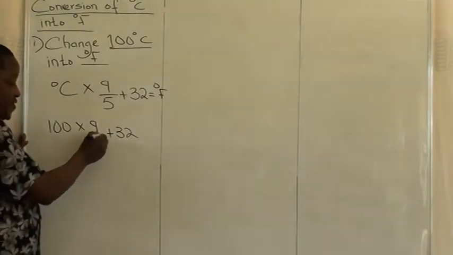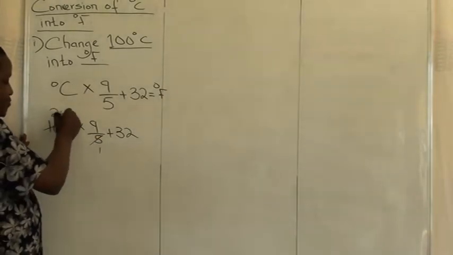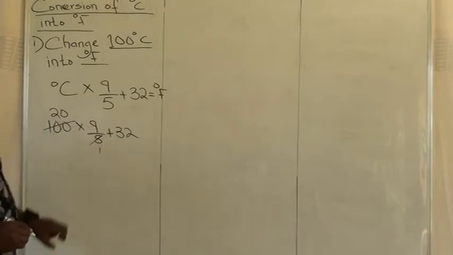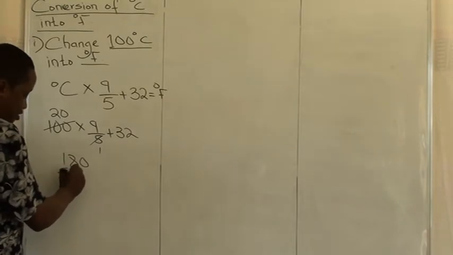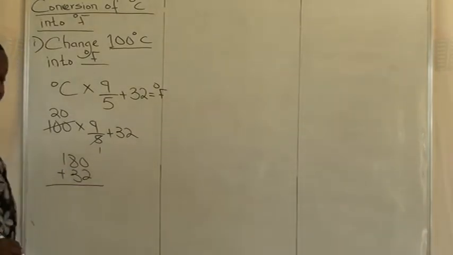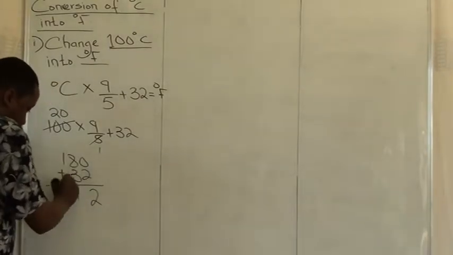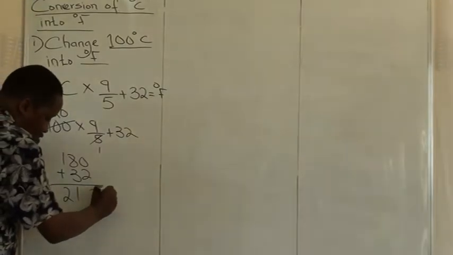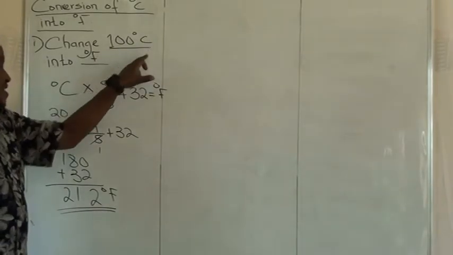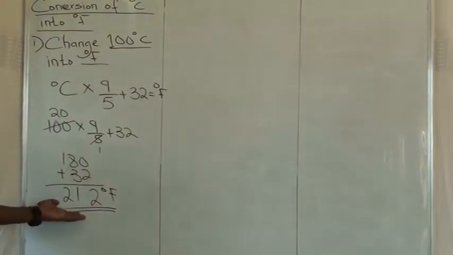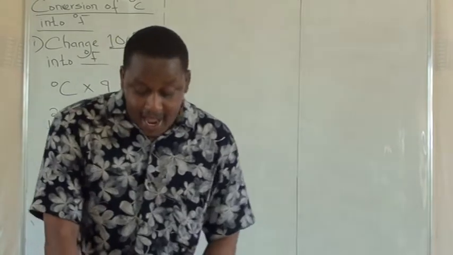So if you take 5, you divide into 100, 5 into 100 gives you 20. 20 multiplied by 9 is 180. Remember to add 32. So let us add them together. Here we get 2, here we get 1, here we get 2. So it means that 100 degrees centigrade is equivalent to 212 degrees Fahrenheit.